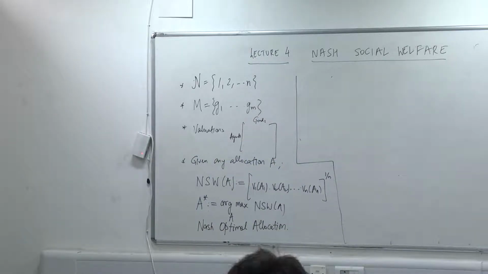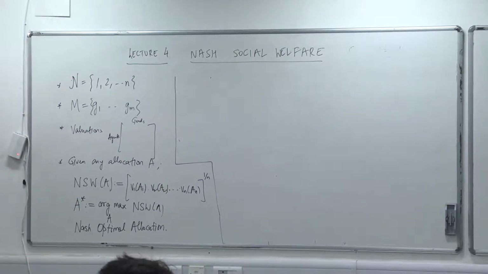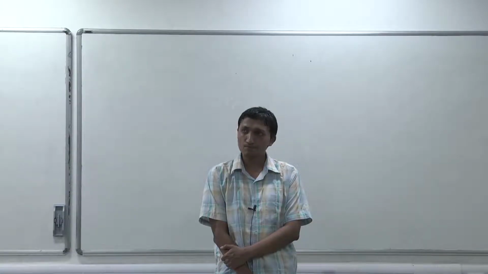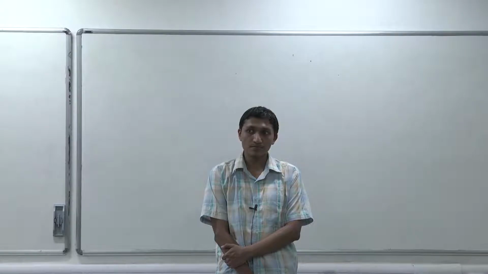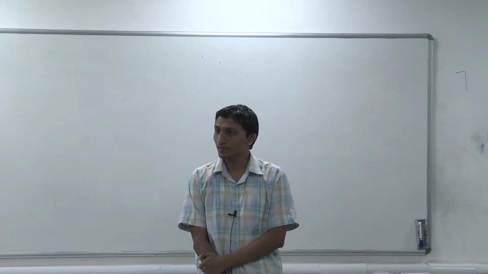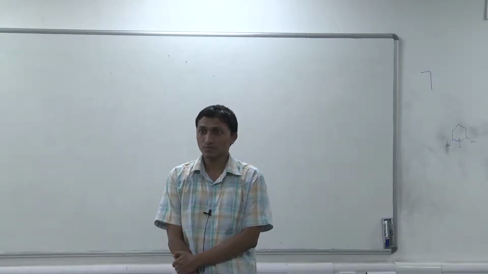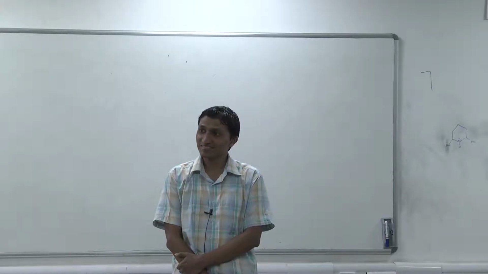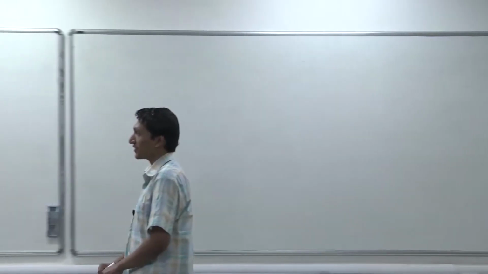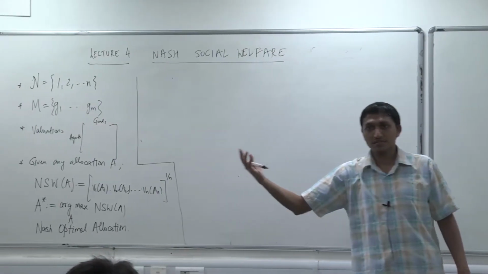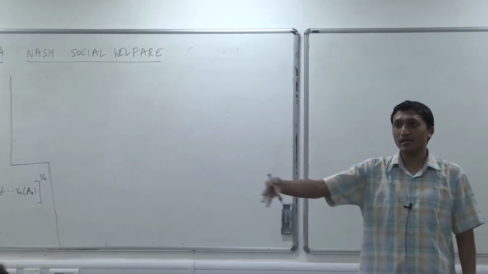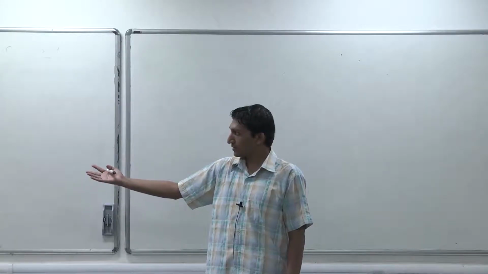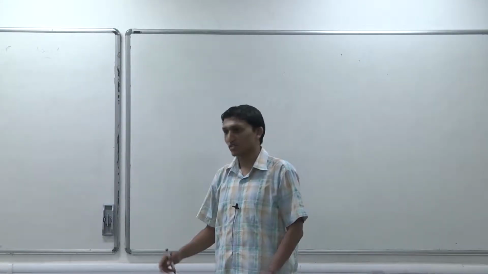So question, does a Nash optimal allocation always exist? Yes, no? How about people over here? Undecided? Note that once you fix a problem instance, every allocation is assigned a number, and there has to be some allocation with the highest number. I don't know which one, but there has to be some. There are only finitely many allocations. So there has to be some A star. So a Nash optimal allocation always exists.